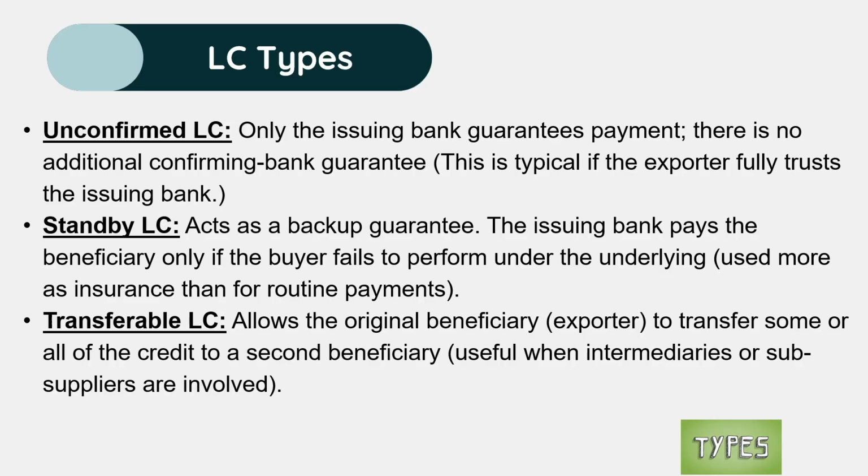Other is the transferable LC. In this case, it allows the original beneficiary, who is the exporter, to transfer some or all of the credit to a secondary beneficiary. It is useful when intermediaries or sub-suppliers are involved. Through this transferable LC, he can extend the credit to his sub-suppliers or intermediaries involved in the supply chain, or his contractor. So these are the transferable LCs.